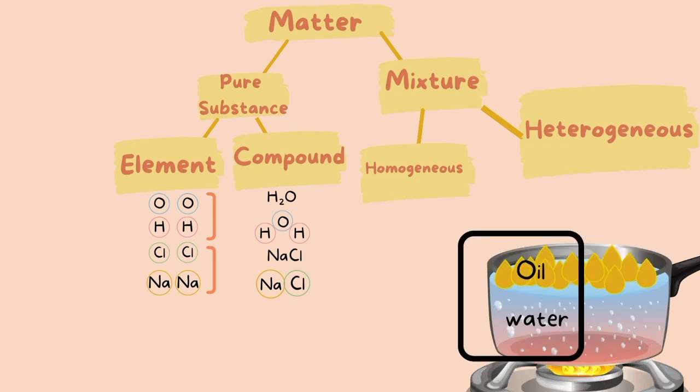That makes this heterogeneous. I want to remind you that what makes this a mixture is that we again have two pure substances combined together in one substance. The substance is everything in the pot. The oil is a compound, which is a pure substance, and the water is a compound, which is a pure substance as well.